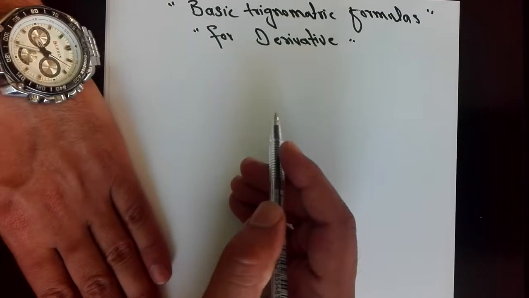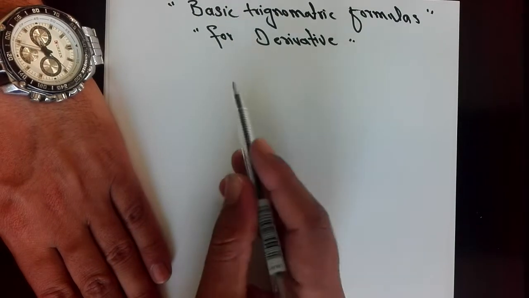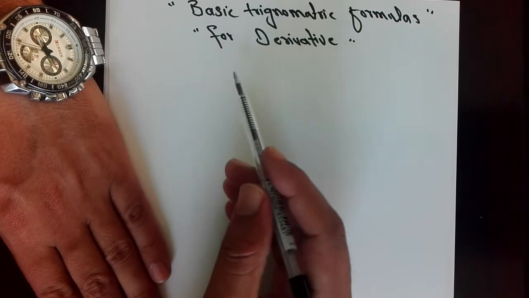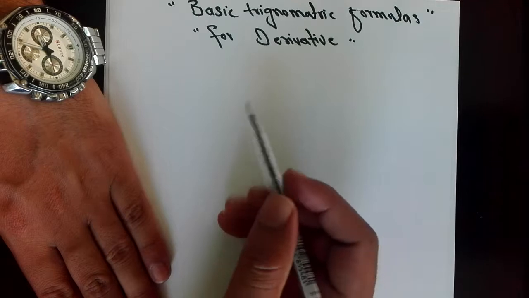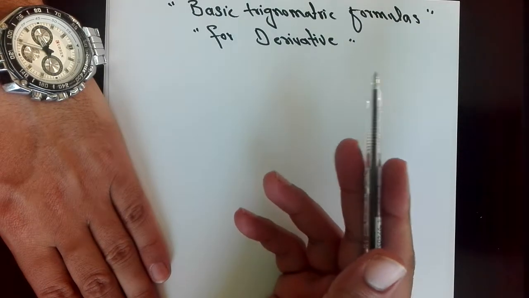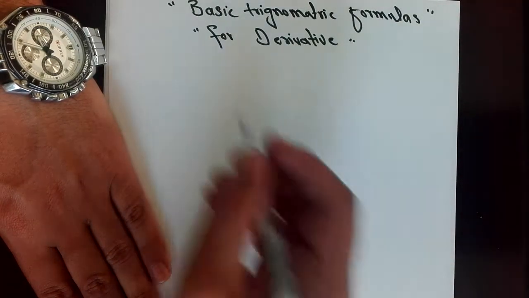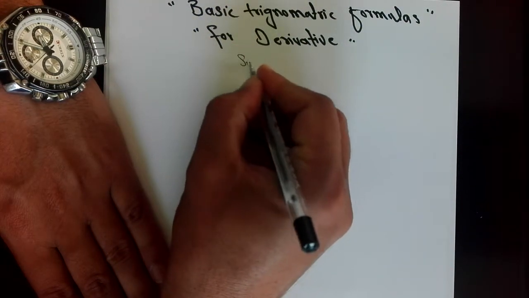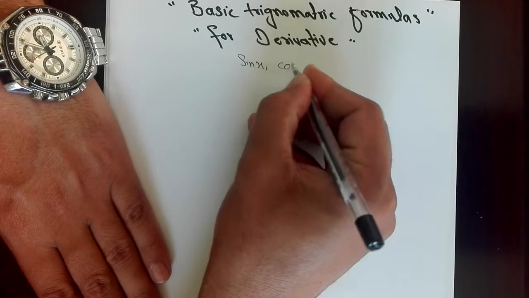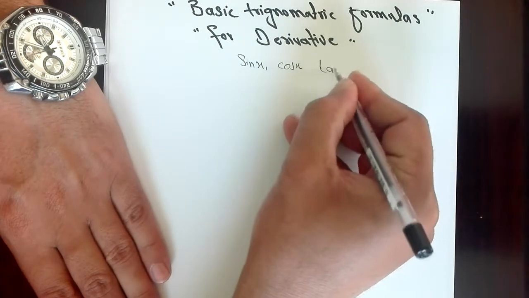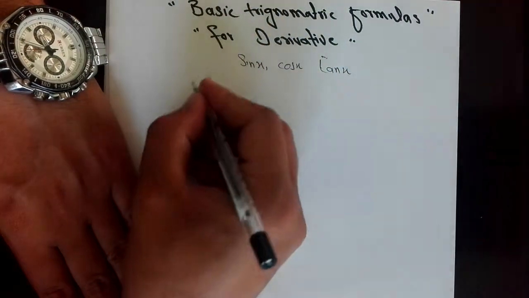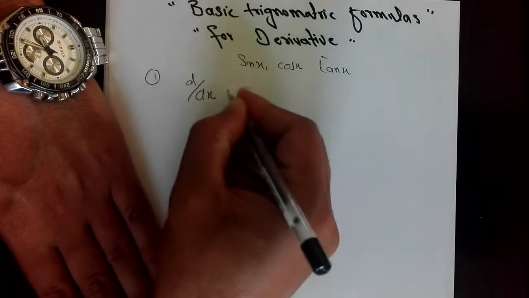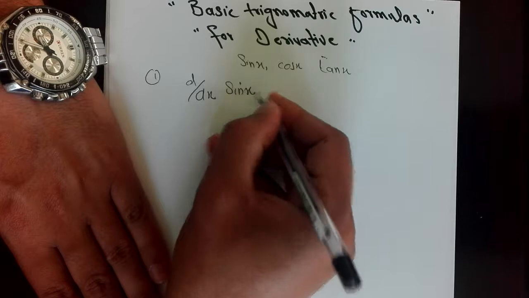Hi viewers. Today's lecture is about the trigonometric formulas for derivatives, how to solve the trigonometric identities with derivatives. We will take first the basic three identities: sine of x, cos and tan. So for those, first is sine, d over dx of sine of x.